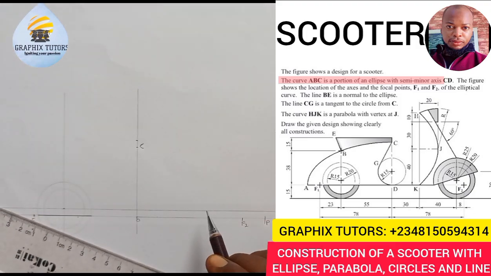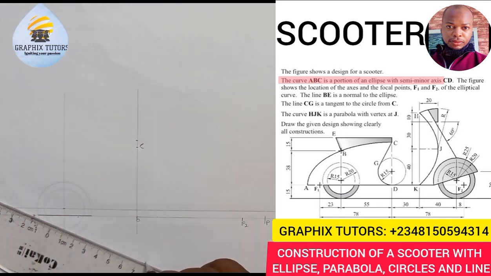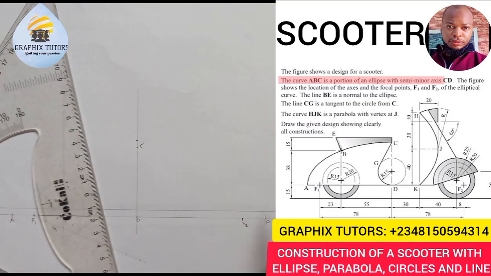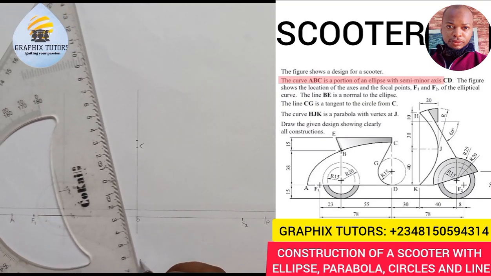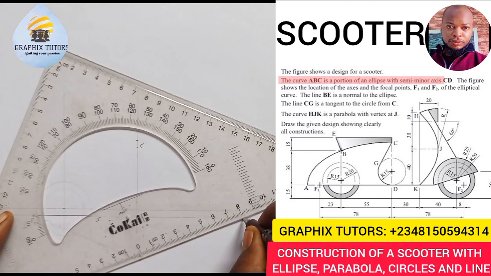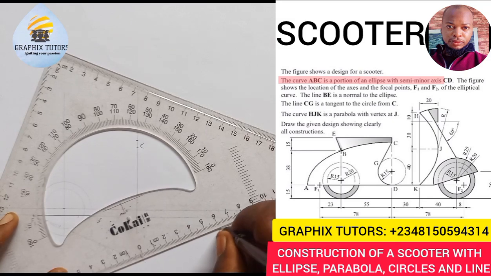Just draw an inclined line like this. Can you see that? And you start marking at any given radius, divide it into 8. So from here, I will mark 1, 2, 3, faint line now, 4, 5, 6, 7, and 8. Then connect the center here to this end here. So join this to this.